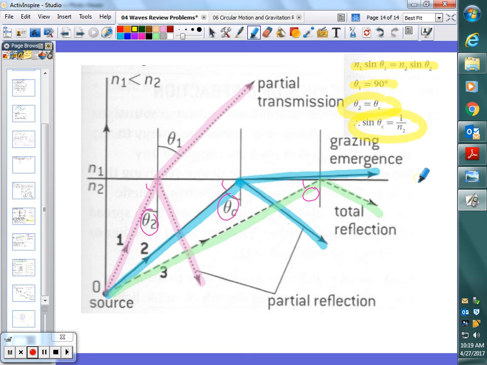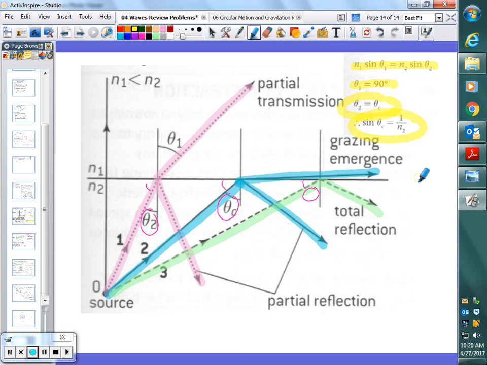Okay, so in this case, sine of 90 is 1. Do we understand why sine of 90? In this case they have n2 on the bottom and n1 on the top. So theta 1 is the angle of incidence and theta 2 is the angle of refraction. Does that make sense in this diagram?